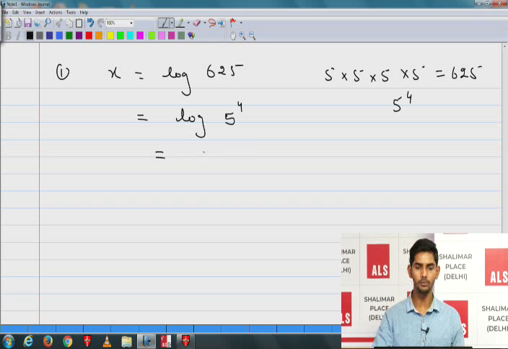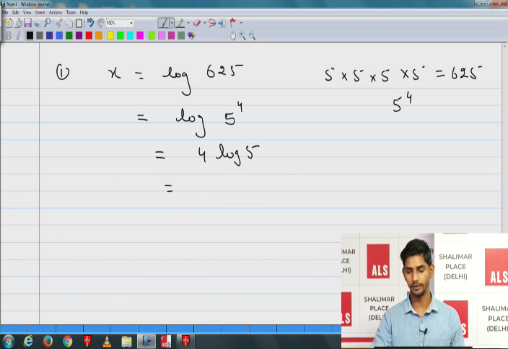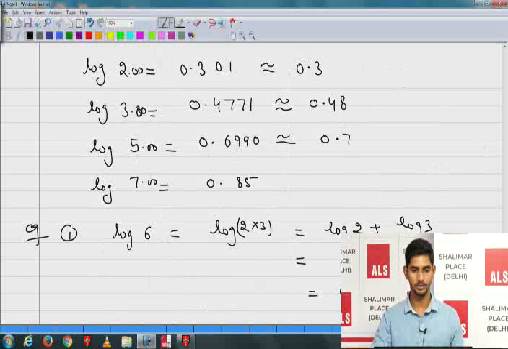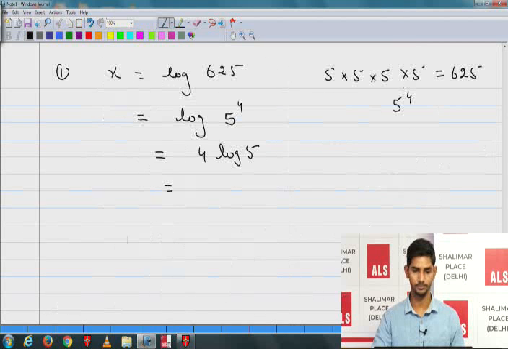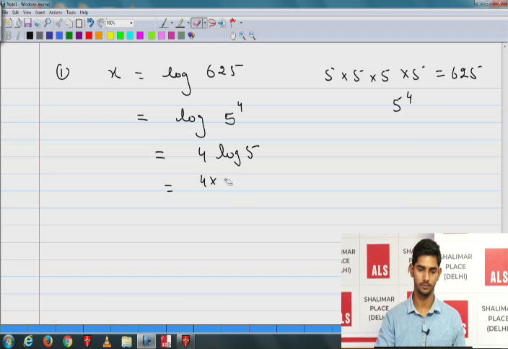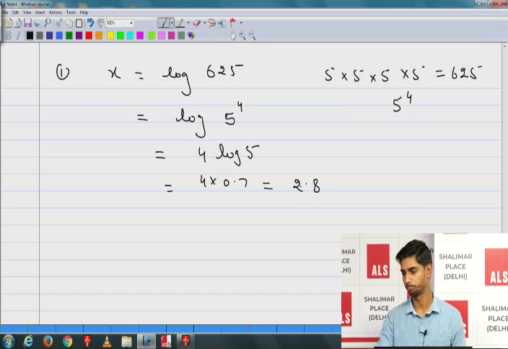So what can we do? 4 will come before the log 5. The value of log 5, what we have written, is 0.7. So 4 into 0.7 is 2.8. So what was the first answer? Very good. You have the absolutely correct answer.